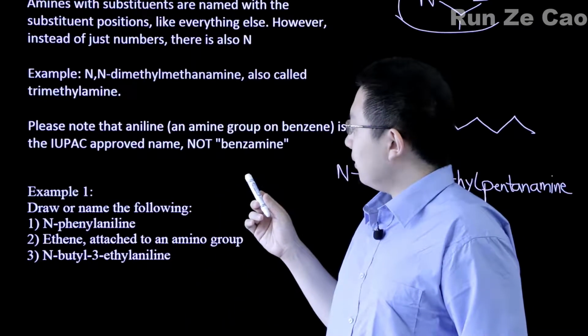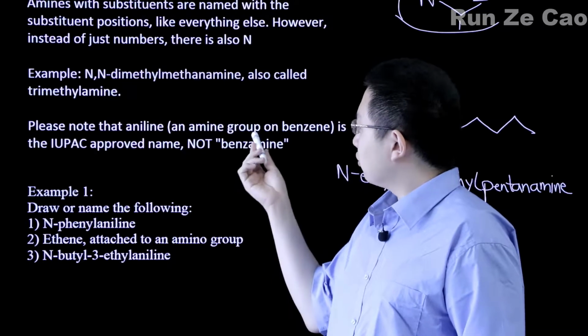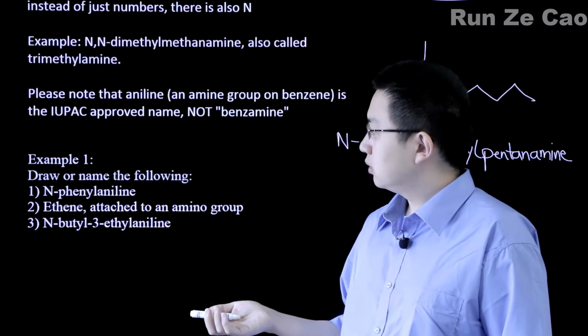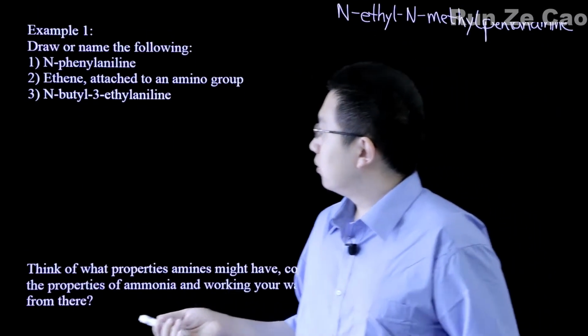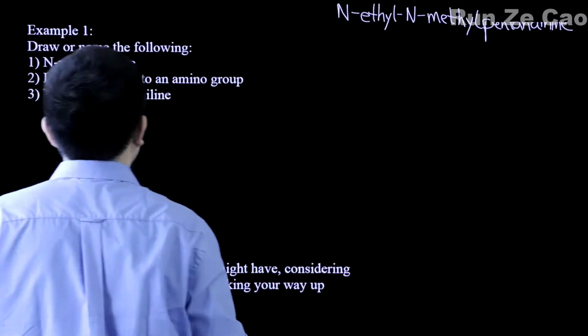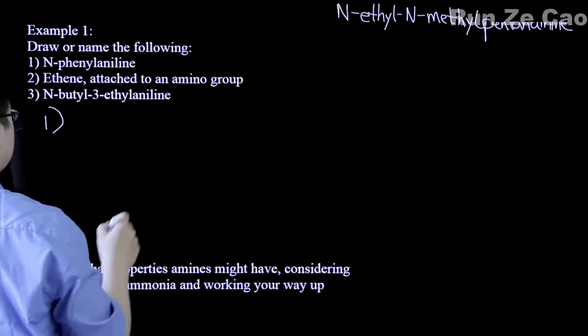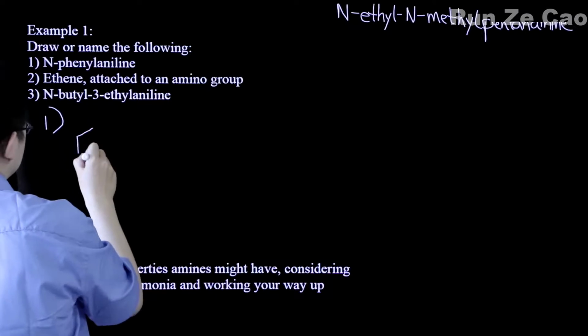So, aniline is an amine group on benzene, so this replaces one of the hydrogens with an NH2. Now, what about N-phenylalanine? Well, N-phenylalanine is aniline.